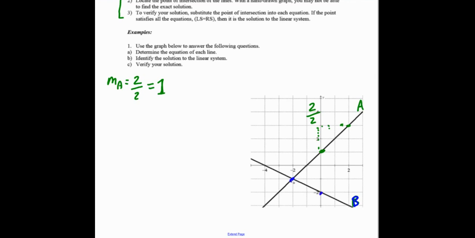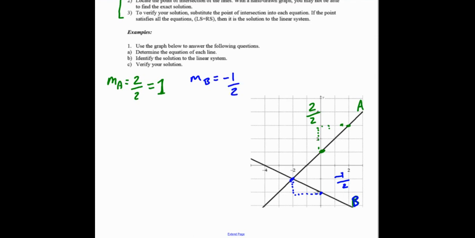Find a good spot here. It's going down 1 and over 2. So down 1 over 2. So the slope of B is down 1 over 2.